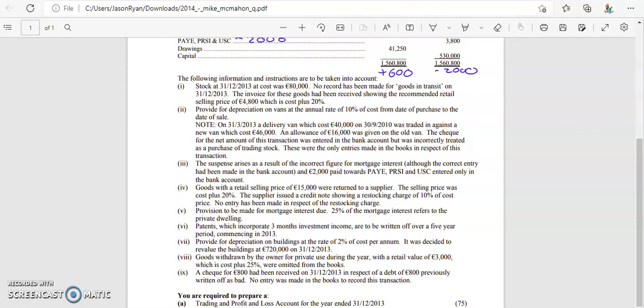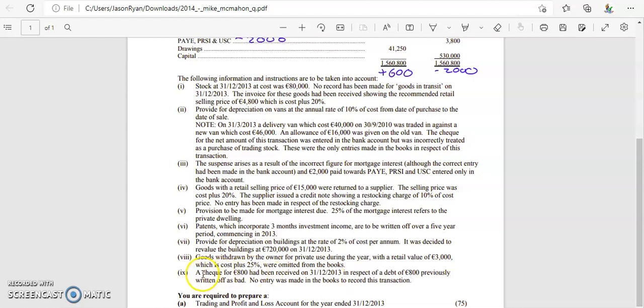Okay, so let's have a look at the last adjustment, adjustment 9. A check for 800 has been received on the 31st of 12th, 2013 in respect of a debt of 800 previously written off. No entry was made in the books to record this transaction. So usually if we get money for a debt that's previously written off, there are 3 accounts that you need to adjust. Number 1, we're going to create a bad debt recovered for the amount of the debt. That's going to go into your profit and loss account as added income.